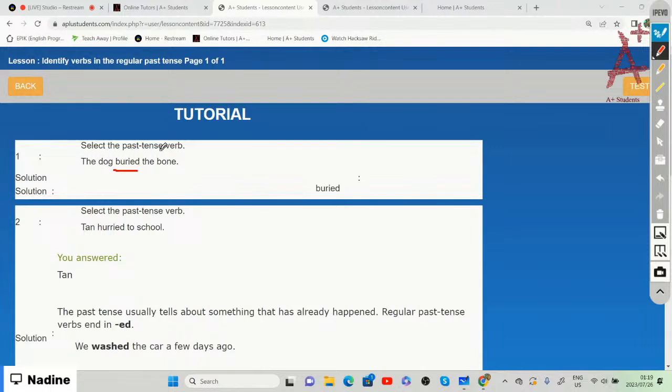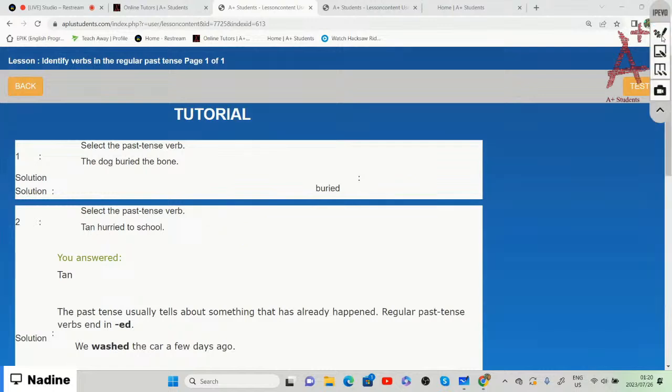Tan hurried to school. We need to select the regular past tense verb within the sentence. Then we are going to choose the word hurried. Hurried is the regular past tense verb of the verb hurry, and hurry ends with a Y. If we change that to a regular past tense verb, we remove the Y, take away the Y, and we add I E D. So now it becomes hurried.